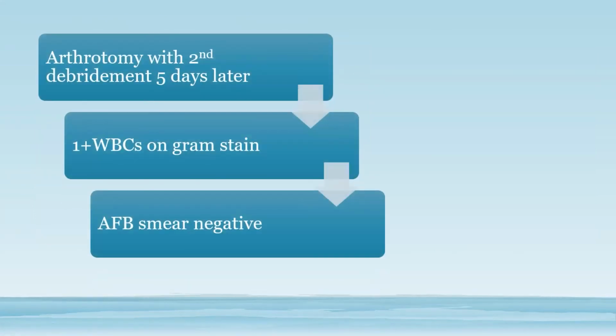So the patient was actually referred to an orthopedist who did perform arthrotomy, and they did a second debridement 5 days later, just because of the amount of purulence. They sent it for several studies that did include AFB. The smear was negative. The cultures were negative. They had 1+ white blood cells noted on the Gram stain. And they decided to consult with an infectious disease group to guide the antibiotic selection.